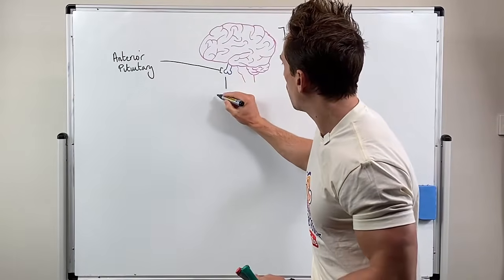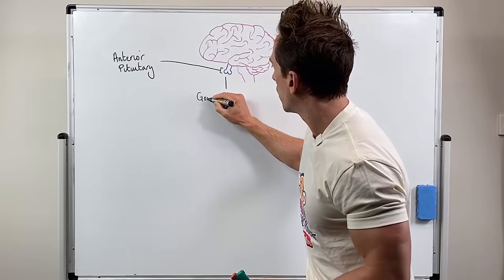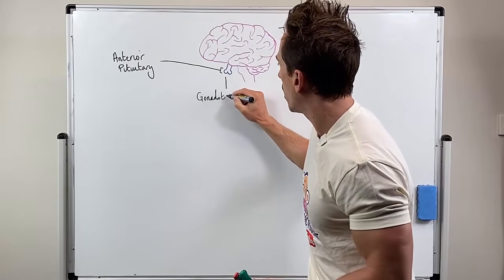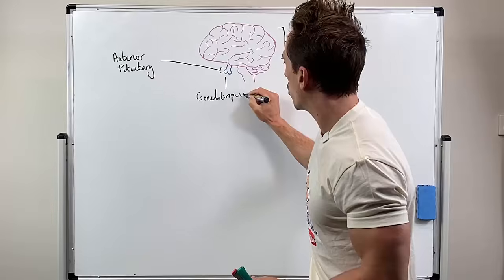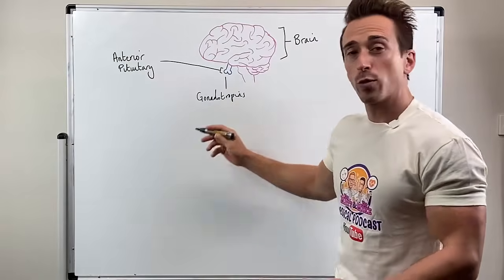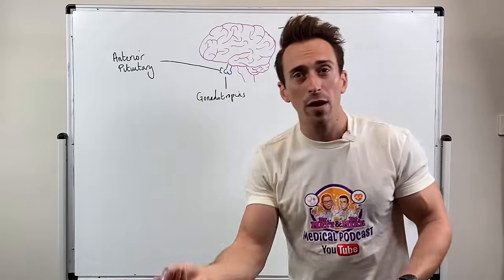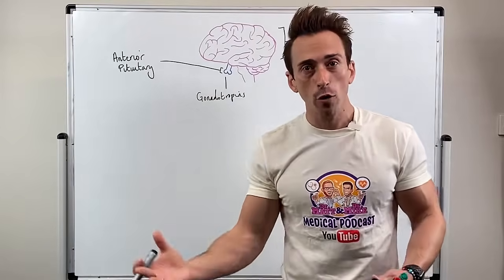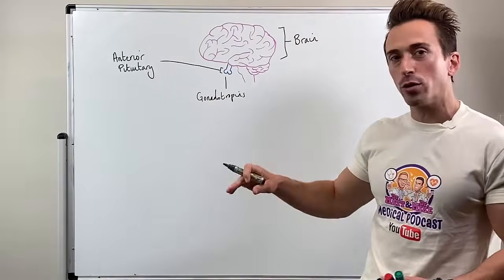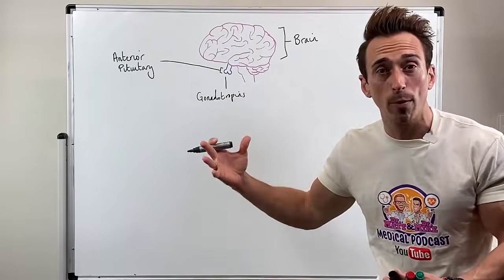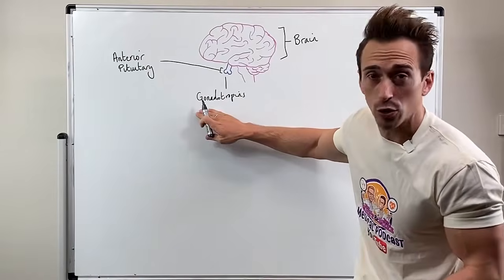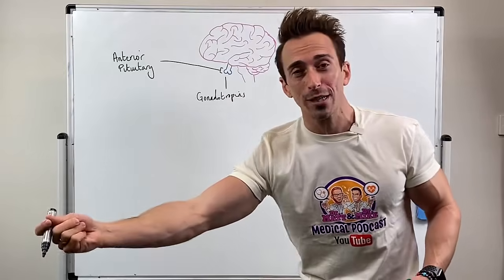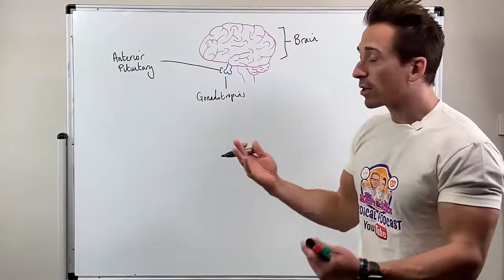So the gonadotropins, firstly, gonad is referring to the male and female reproductive organs. So for the males, testes, females, ovaries. Tropins tells you that these hormones are going to travel to these tissues, the gonads, and tell them to release more hormones. All right? Now what are the gonadotropins?